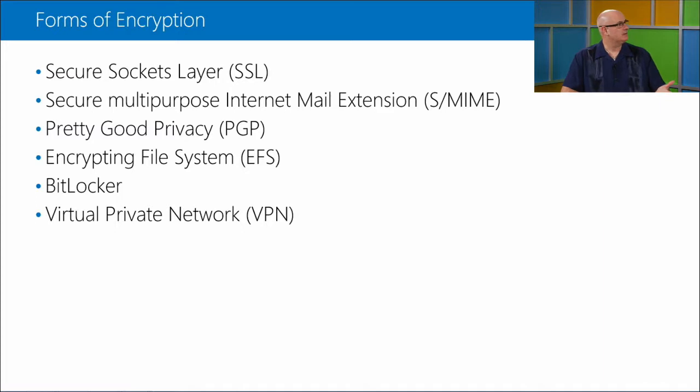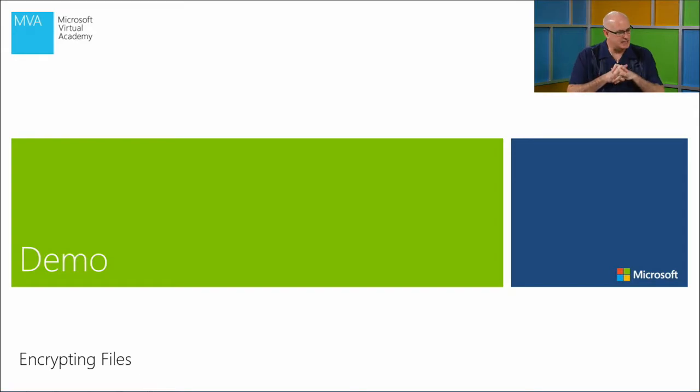For email, PGP for email, files, basically data. Lots of things. Encrypting File System for a file system. BitLocker for a hard drive. And then VPN. VPN is for data over the network, to encrypt files over the network. We have a demo. We do indeed.